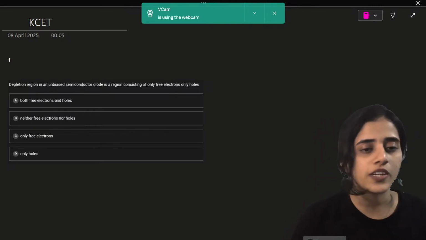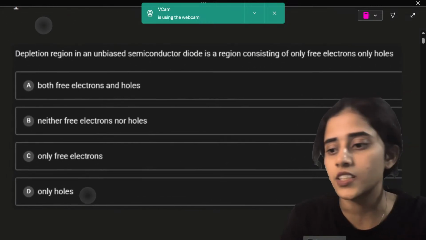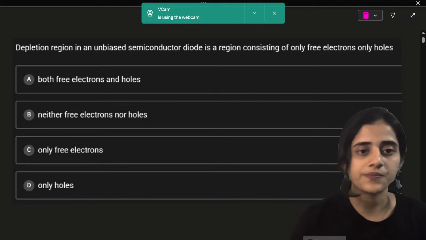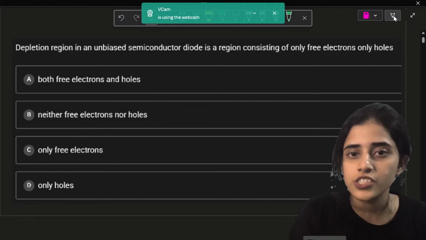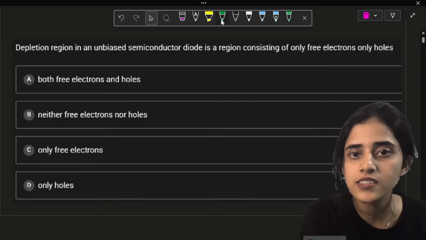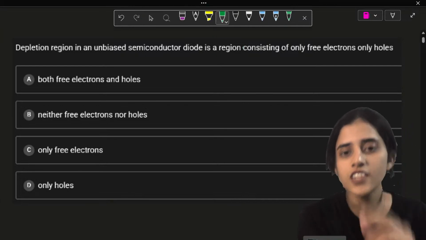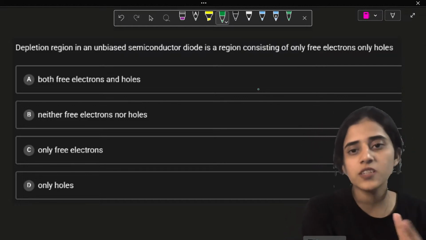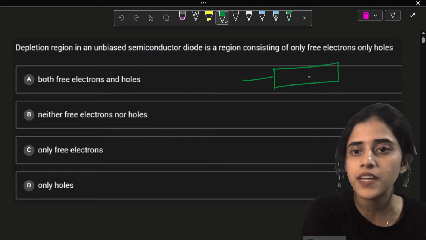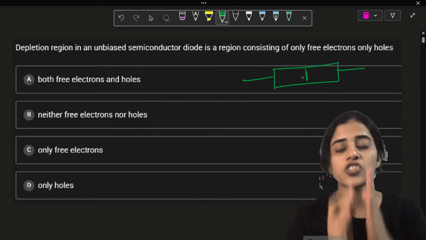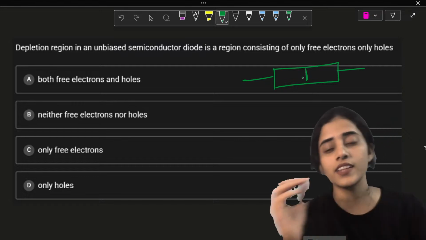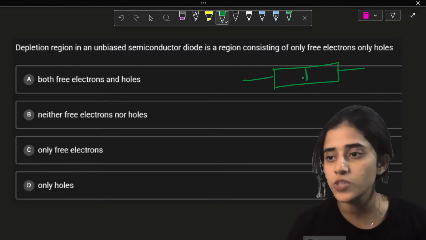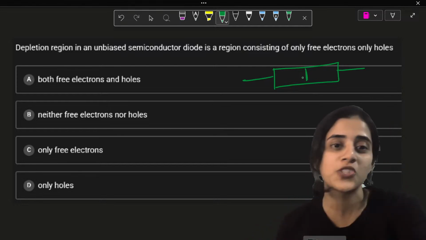So first question. Can you see the question? This question is from semiconductors. Depletion region in an unbiased semiconductor diode is a region consisting of only free electrons and holes. Is that correct? What is depletion region? If you have a PN junction, depletion region is a junction between the two. It's a region where the electrons and the holes recombine and there are no charges. It's going to be neutral.